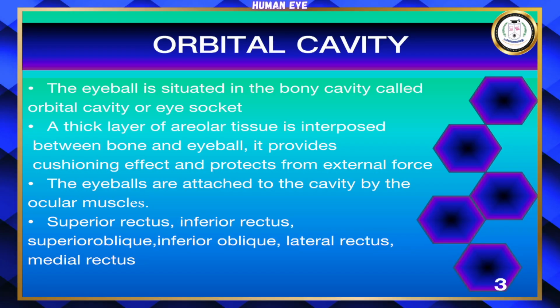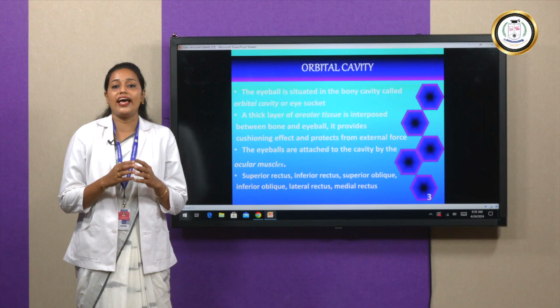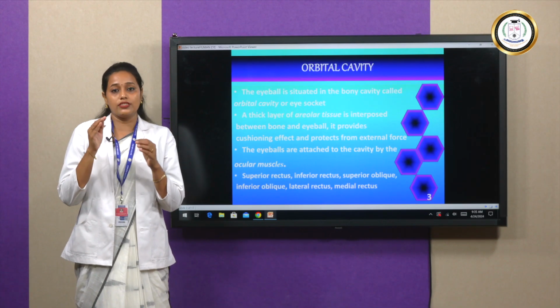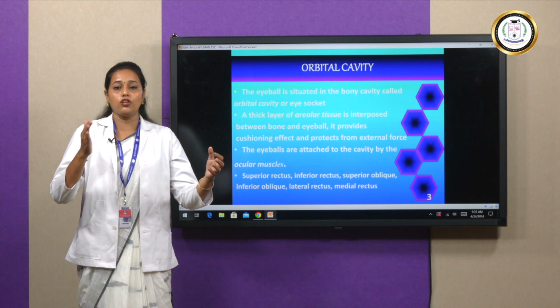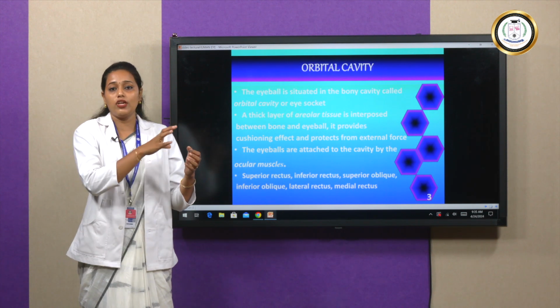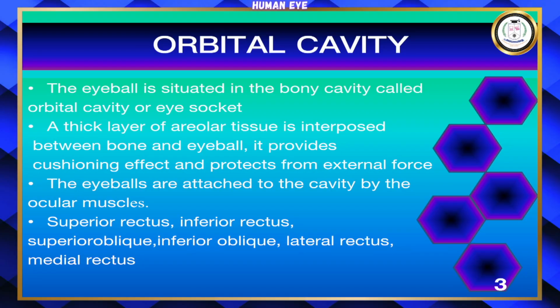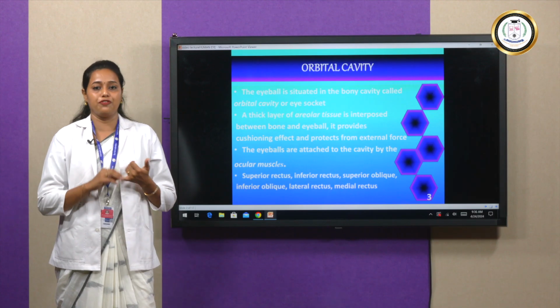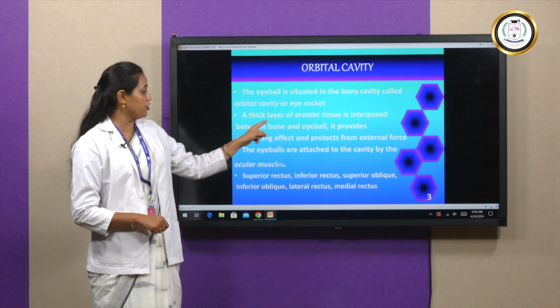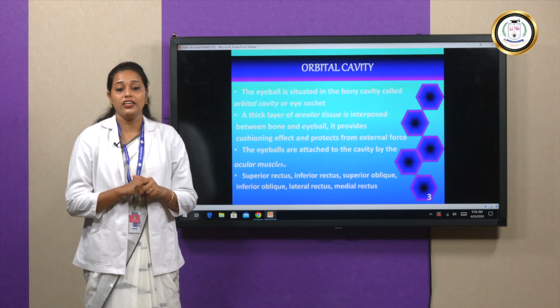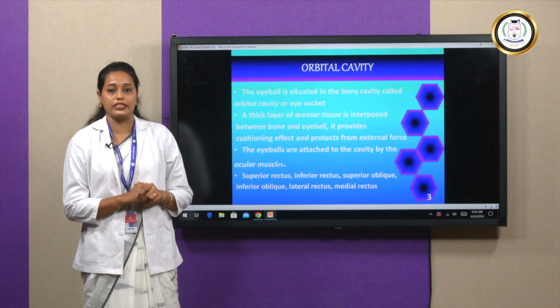Next comes the orbital cavity. The eyeball is situated in a bony socket which is known as the orbital cavity or eye socket. We have a very thick areolar tissue interposed between the eyeball and the orbital cavity. The eyeball is connected to the orbital cavity by means of ocular muscles. The muscles are superior rectus, inferior rectus, lateral rectus, medial rectus, superior oblique and inferior oblique. The main function of this areolar tissue is to protect the eyeball from any sort of external forces.